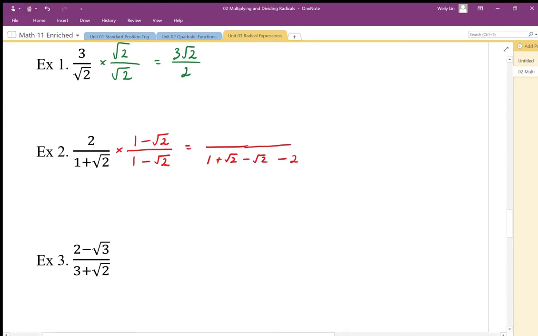So these two terms cancel out, and I end up with a rational number in the denominator. Although I have the radical in the numerator, that doesn't matter because we only want rationals in the denominator. So I end up with 2 minus 2 root 2 divided by 1 minus 2, which is negative 1. I'll just move the negative up top and make that into negative 2 plus 2 root 2.